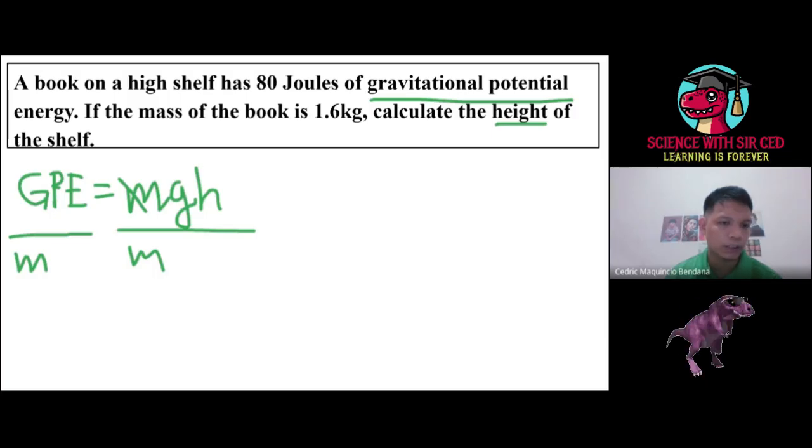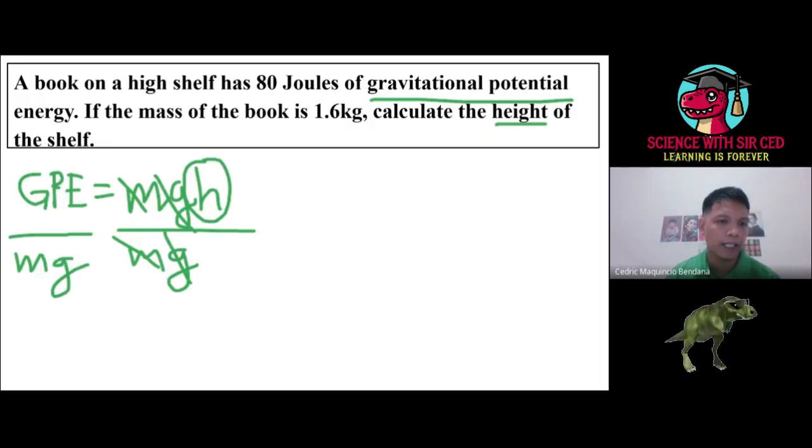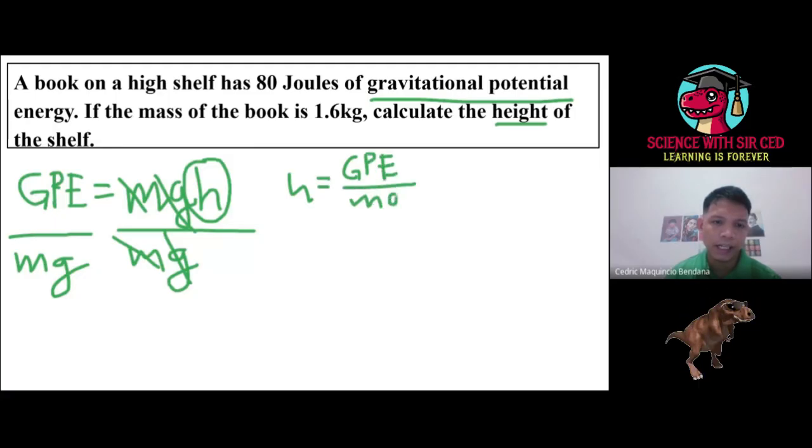We want to cancel out gravity. Okay, we put gravity here, we put gravity there. Gravity here will be canceled. Gravity here will be canceled. Everything was canceled but height. So if we're going to read it backwards, height is equivalent to GPE divided by mass gravity. Now, let's check if the variables needed are all present.